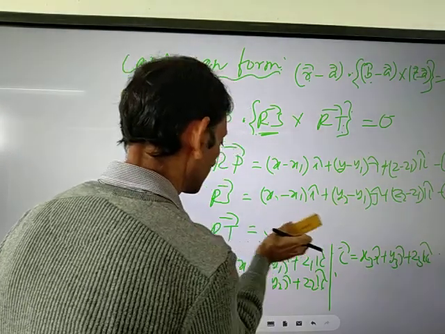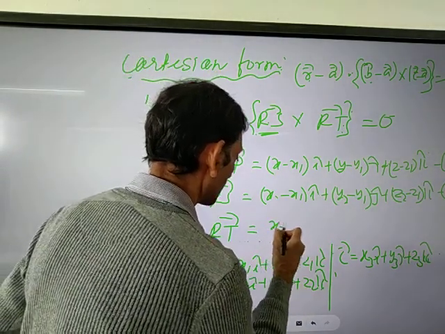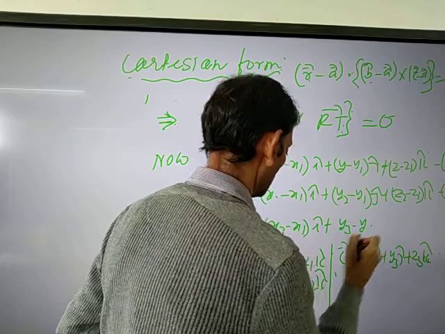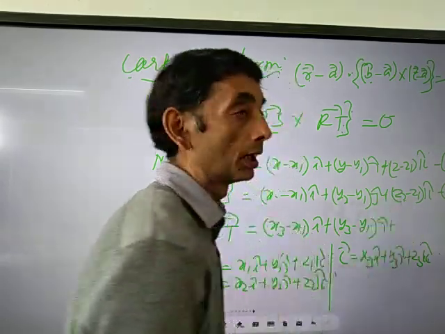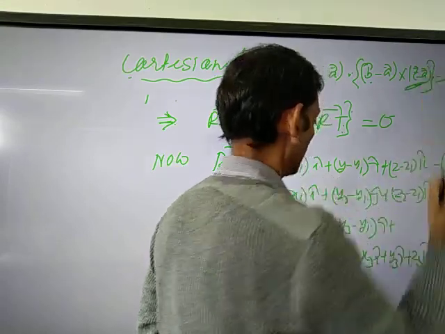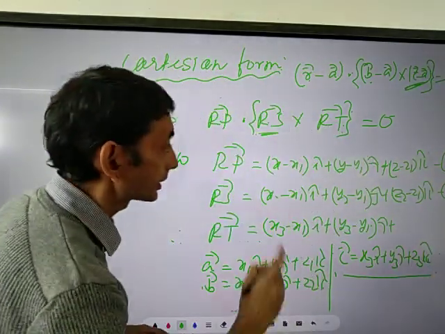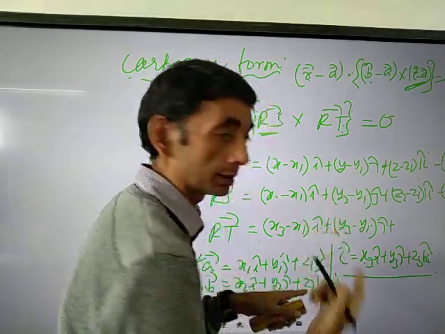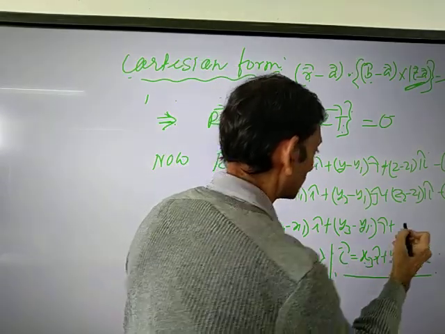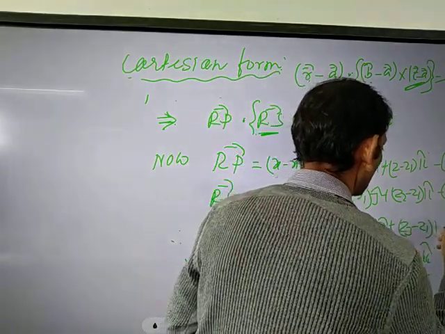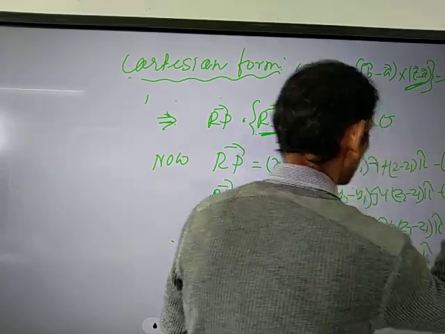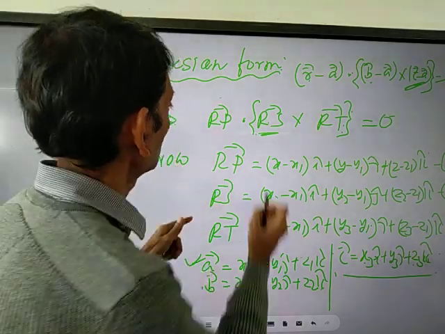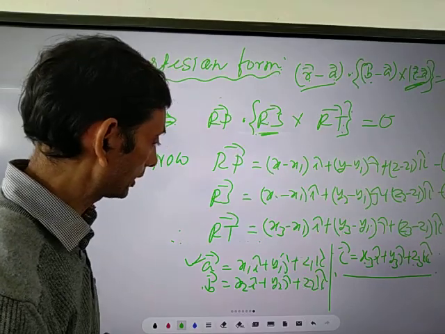So this is x3 minus x1 i cap and y3 minus y1 j cap, and this is c minus a. C is this one and a is this one. So x3 minus x1 i cap, y3 minus y1 j cap, and z3 minus z1 k cap. This is 3. Okay. So we'll compare the steps. Rp first. Rp means r minus a.